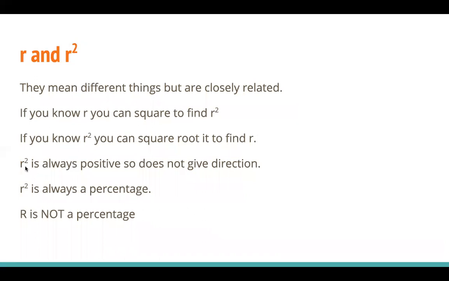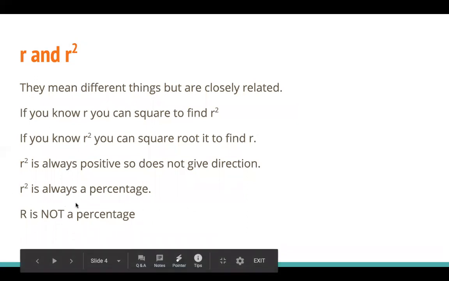There's one caveat: R squared is always positive, so it does not give direction. So I do need to know which direction it is, if it's positive or negative. R squared is always a percentage. R, however, is not.